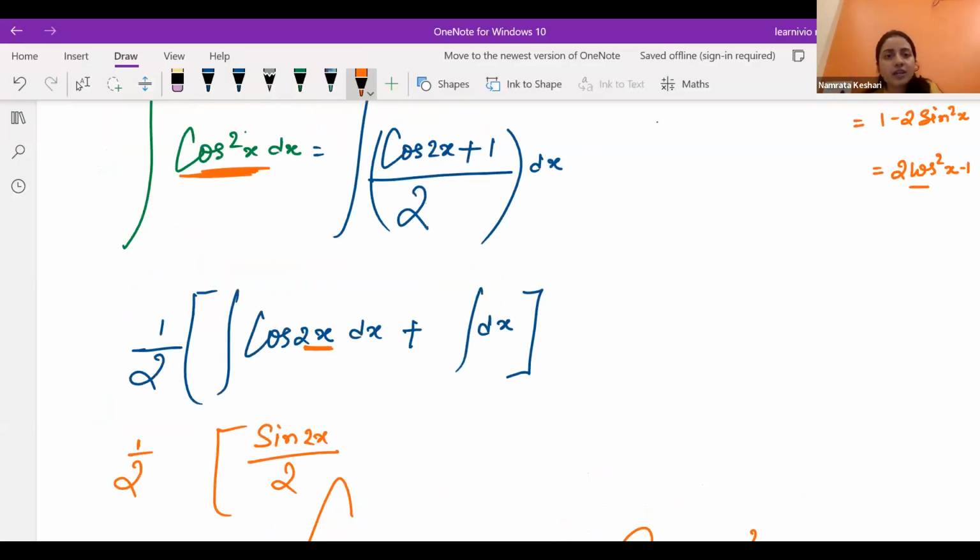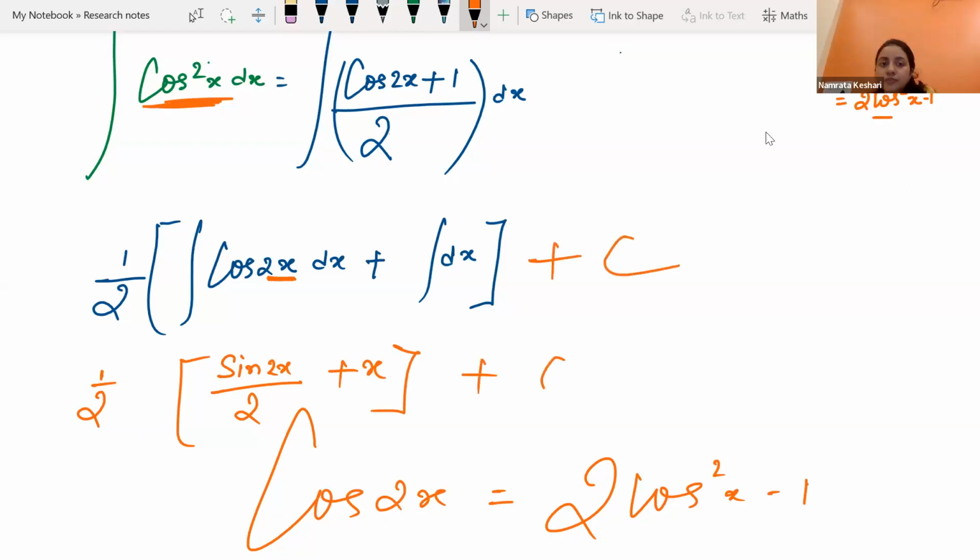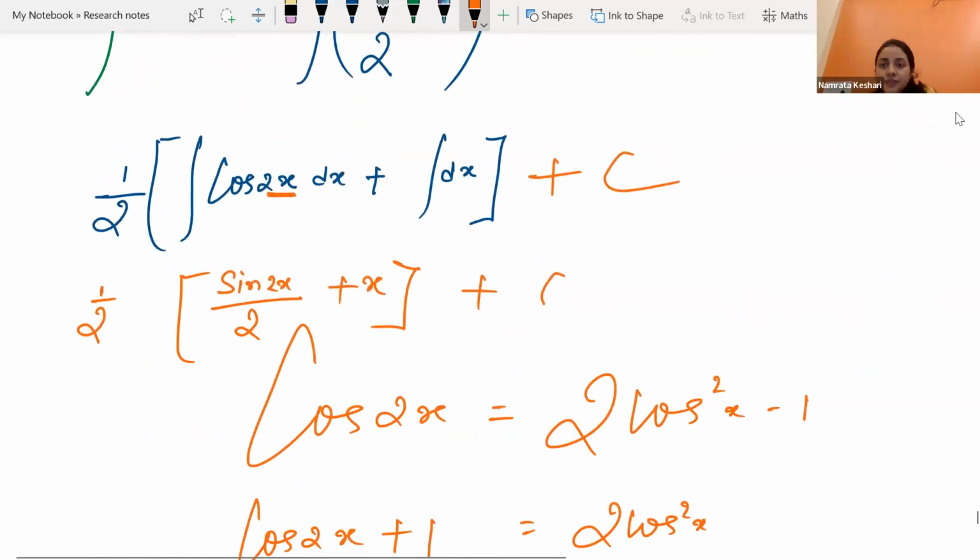Just 2x is there, right? Now the next one is just x, and we got our answer, of course, plus constant of integration. Is it clear?